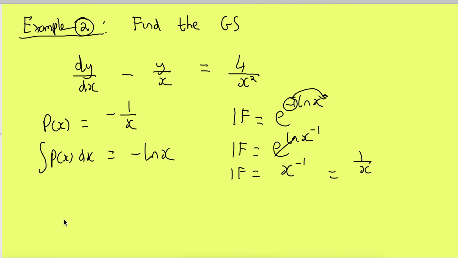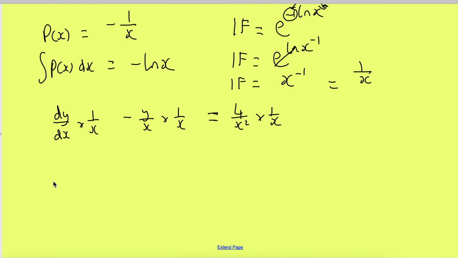Right, so now we're going to multiply everything here by 1 over x. So dy by dx times 1 over x plus, take away, my mistake, take away y over x times 1 over x equals 4 over x squared times 1 over x. Now, I wouldn't expect you to write that out. I'm just doing it to show you the actual process involved. It might make it easier for you to write.